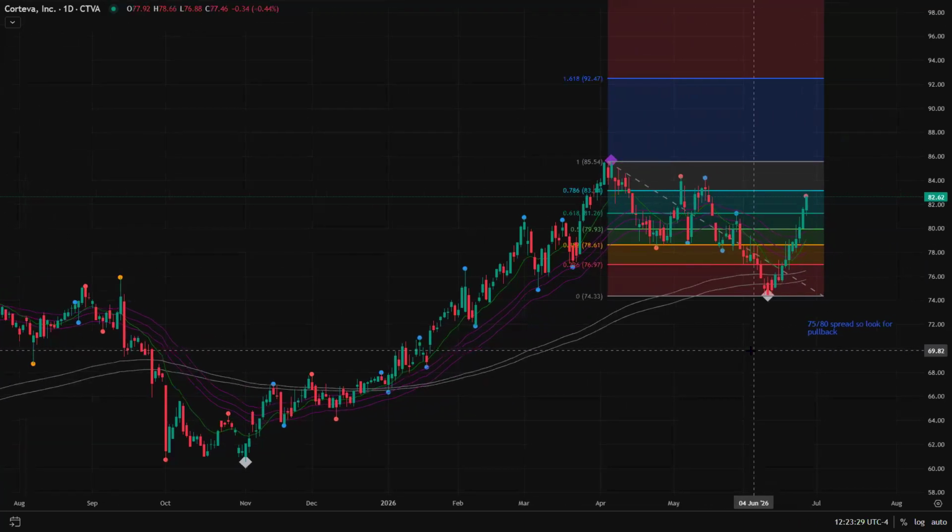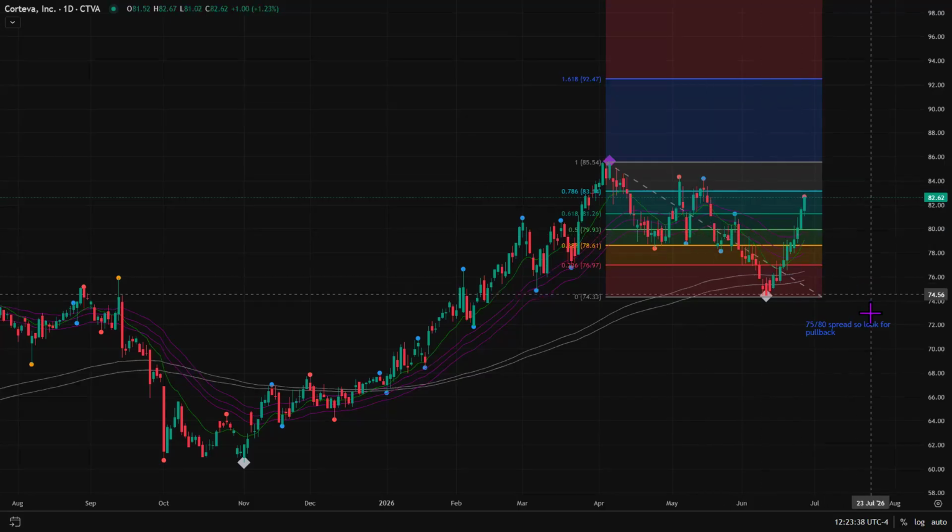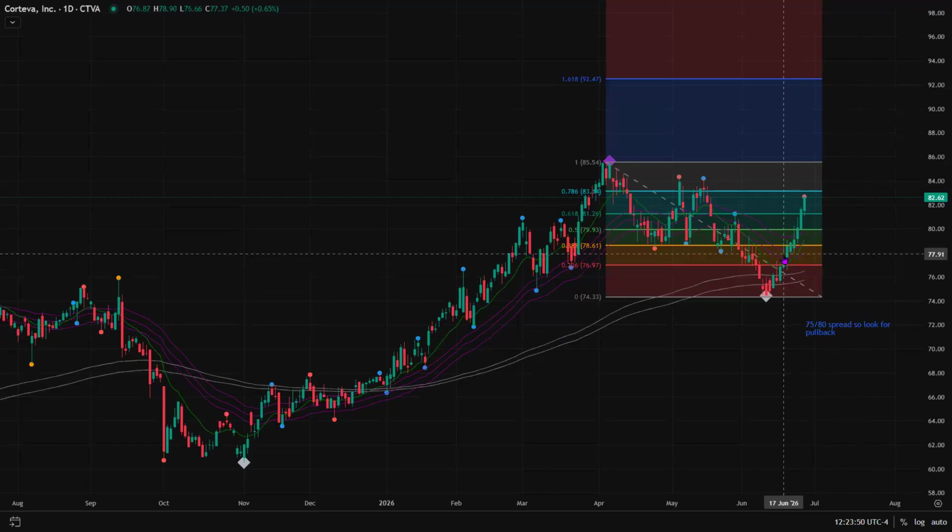Now, I took one of my first trades a month ago on this one, but I did a spread. I didn't buy the stock. I did a 75/80 bull call spread. That's what I did on this one. You can see the notes down here. And I took profits on it, obviously, but this has kept going.